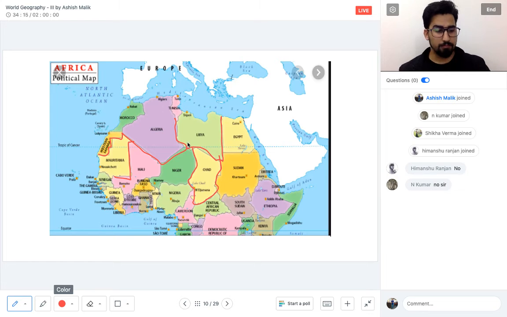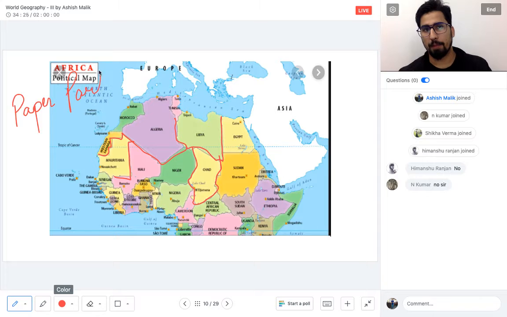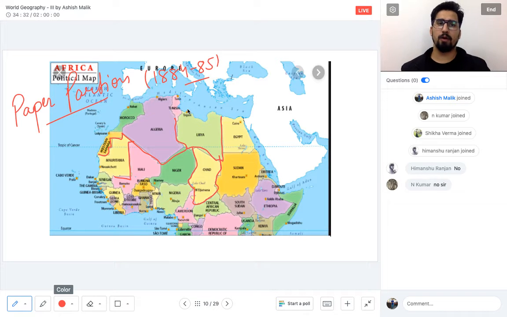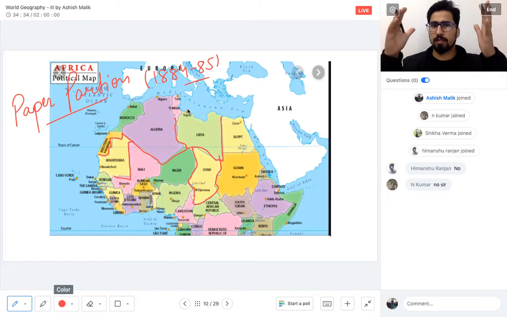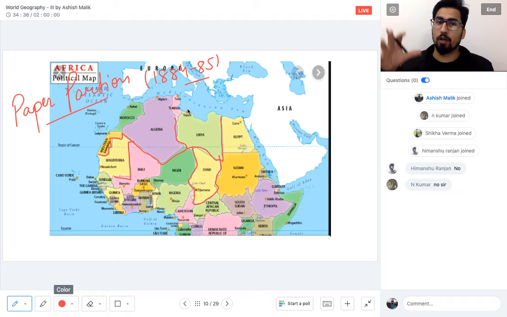There are almost intermixed kinds of boundaries elsewhere. The reason most of Africa has straight boundaries is the paper partition. The reason for straight boundaries is the paper partition, which happened almost in 1884-85, when Africa was divided. It was not partitioned on the African land, it was actually partitioned on paper.